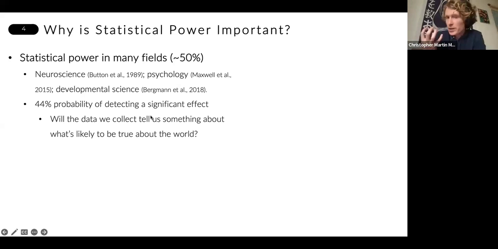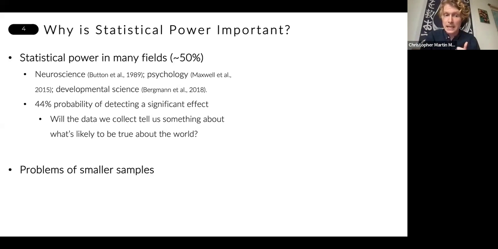But really, it's more nuanced than that. We need to make inferences about whether the data that we collect based on this study design can tell us something about the world in a sensitive way. Is it sensitive to detecting the effects that we're interested in? And there are various problems with smaller samples. It increases the variability of the distributions, meaning that we have inflated type 2 error rates.